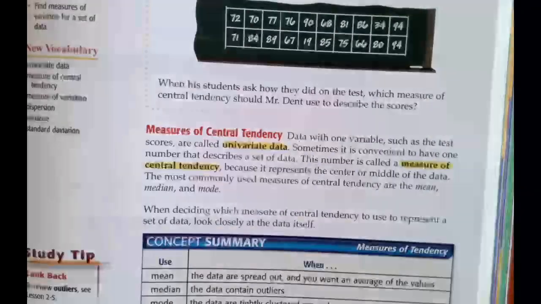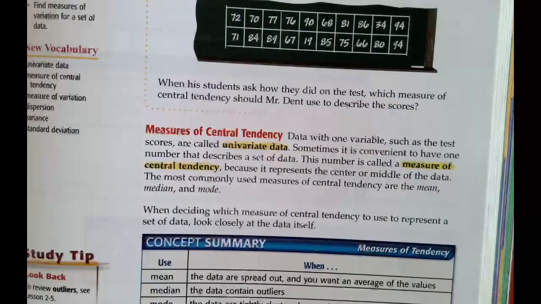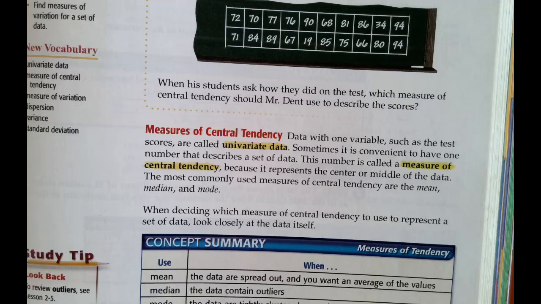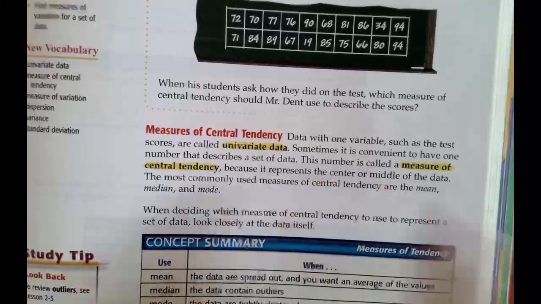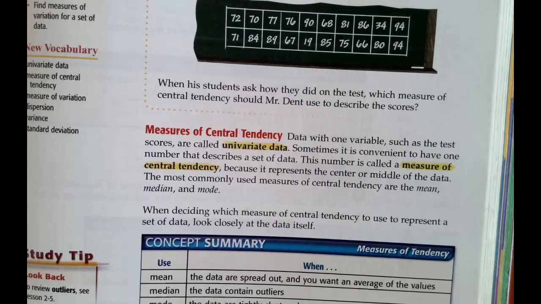Okay? So data with one variable, such as test scores, are known as univariate data. Uni meaning one, variate meaning variable. So univariate, one variable data. Sometimes it's convenient to have a number that describes a set of data, which you've looked at before, such as mean, median, mode, range, etc. This number is known as a measure of central tendency. What it means is it represents the center or the middle of the data. Central, center. So it's a way to measure the center of our data.